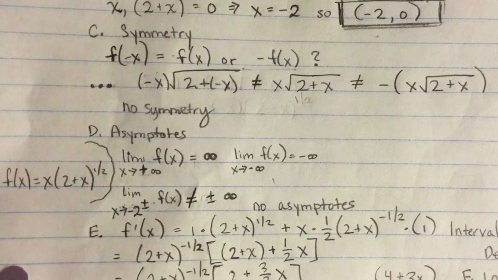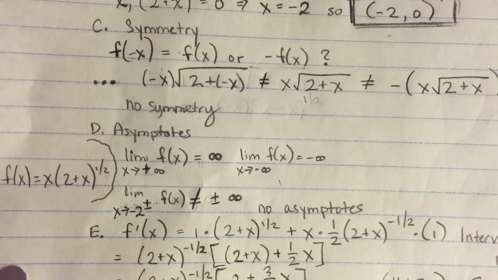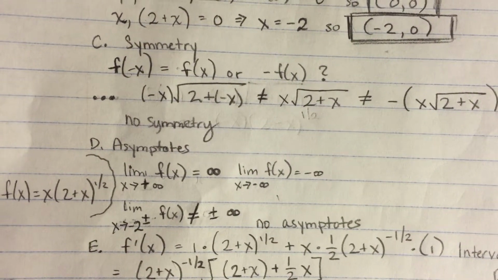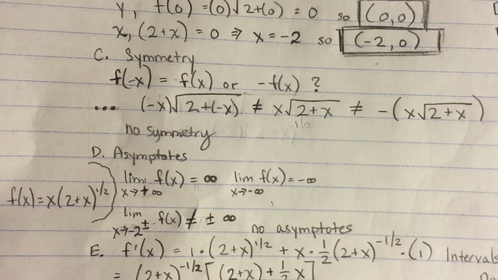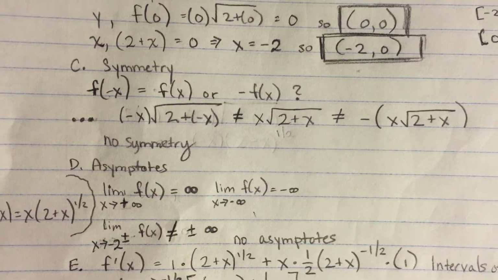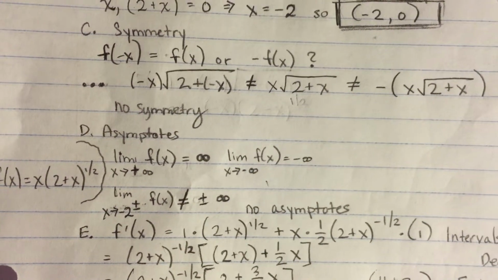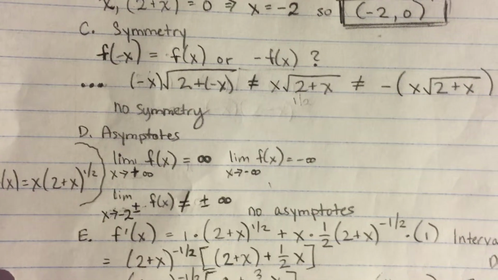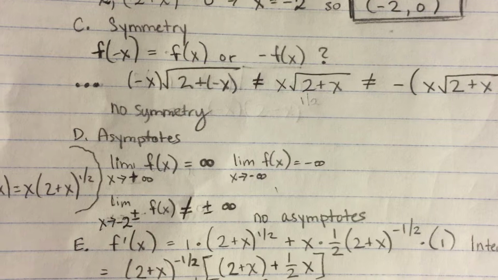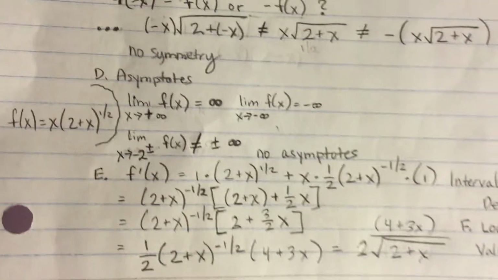For the asymptotes, as the rules say, the limit as x approaches positive and negative infinity is just itself, and the limit as x approaches our point of interest, negative 2, from the right and the left, does not equal positive or negative infinity, so we don't have any horizontal asymptotes either.